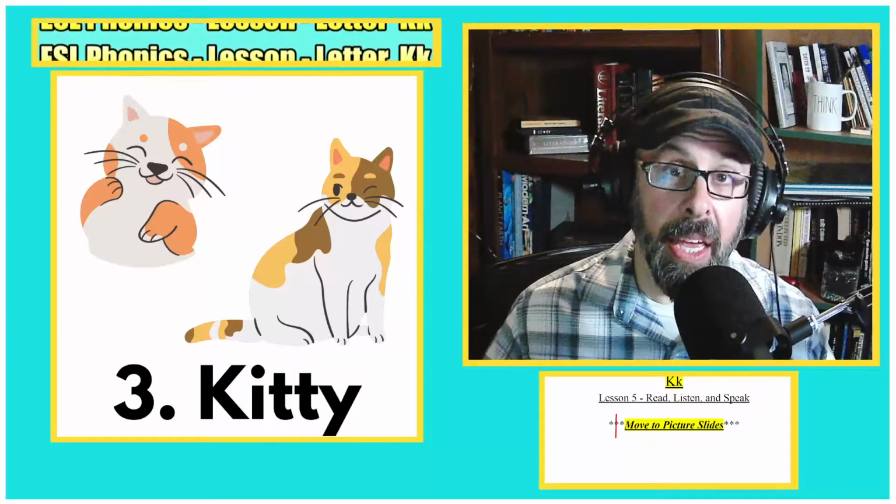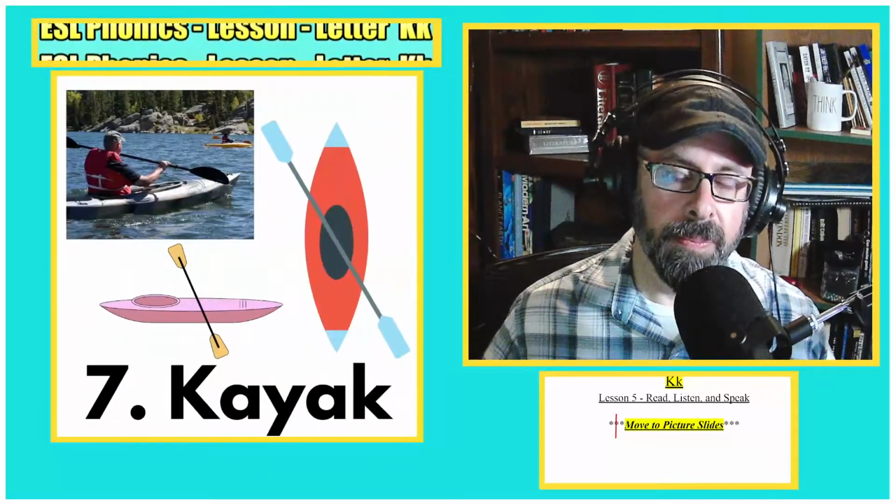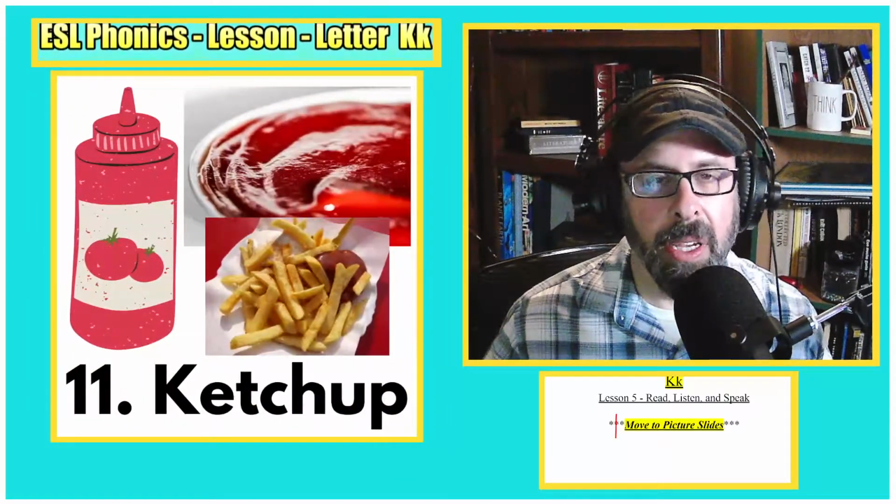Number 1, key. 2, king. 3, kitty. 4, kite. 5, kale. 6, kick. 7, kayak. 8, keyboard. 9, kettle. 10, kitchen. 11, ketchup. 12, Kansas. Okay. All right. Good job. Okay. Let's give you a round of applause there. Okay. All right, good job.